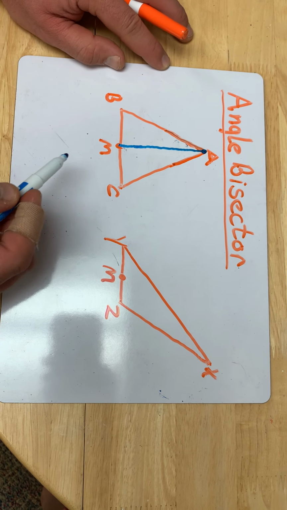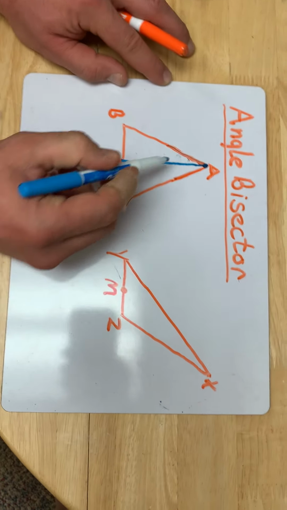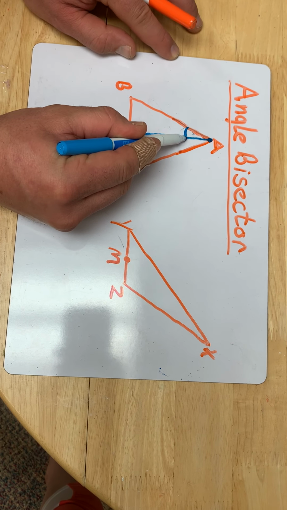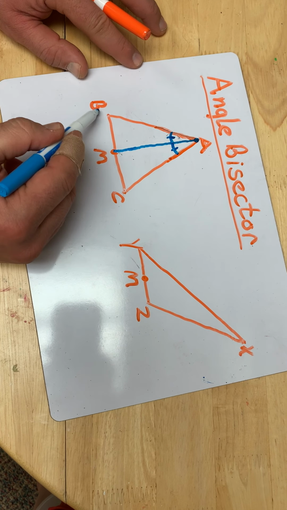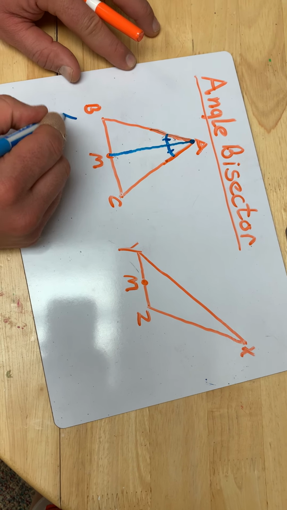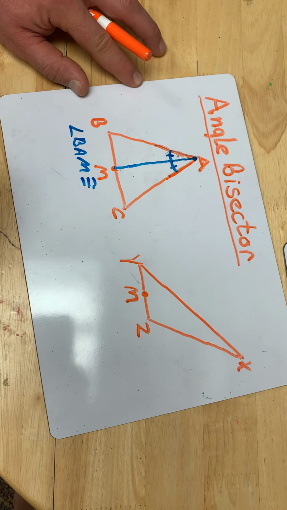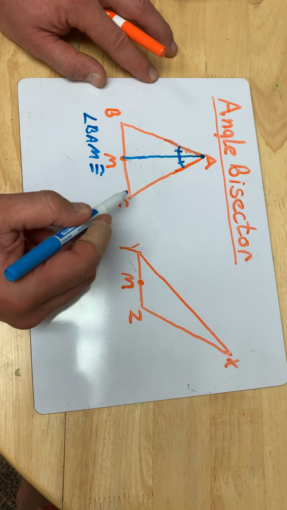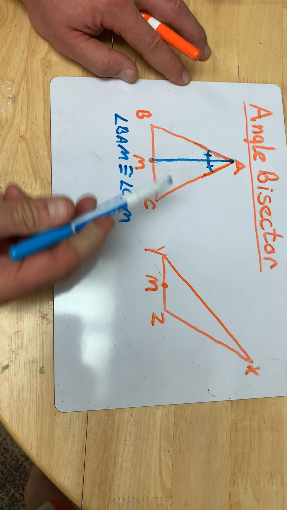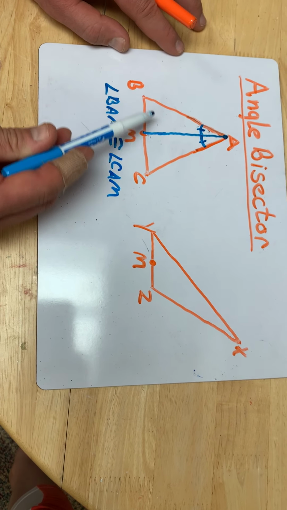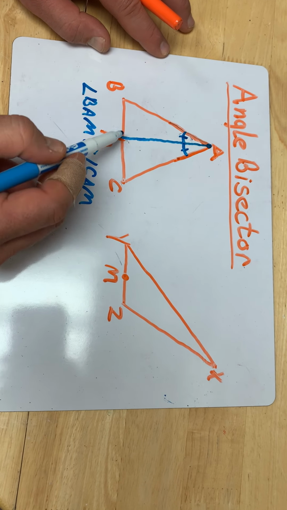Now, bisect means that it cuts angle BAC into two perfect halves. So now we know that this angle here is congruent to this angle here. In other words, angle BAM is congruent to angle CAM. Now, I don't know what the measurements are because I don't have enough information to tell you what they are. I haven't given you any other angles. I don't know what kind of triangle this is, but I do know that they're congruent based on the fact that this is an angle bisector.